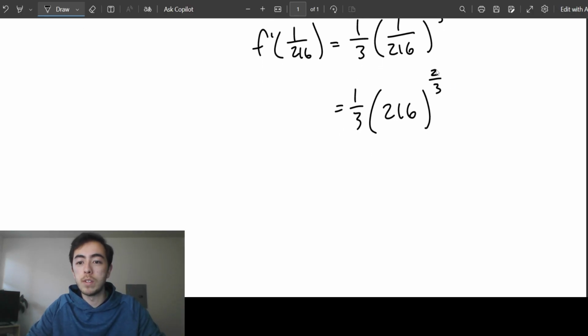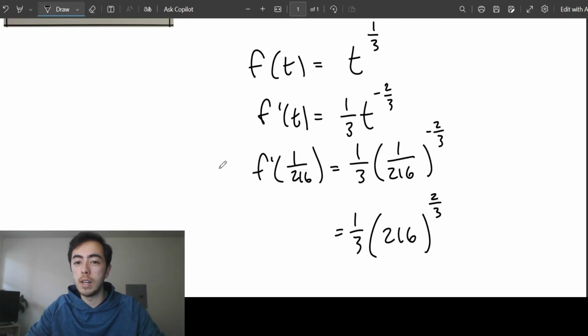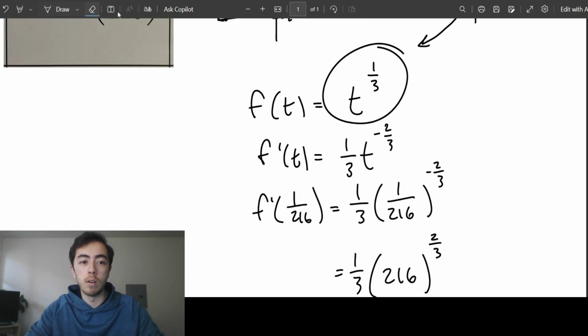Now, to evaluate this fractional exponent, I like to take it in 2 steps. This 2 up here tells me to square it, while this 3 down here tells me to cube root it. Kind of the same idea as before, where the power of 1/3, this 3 came from cube rooting, essentially.